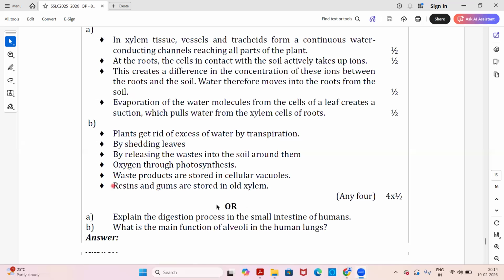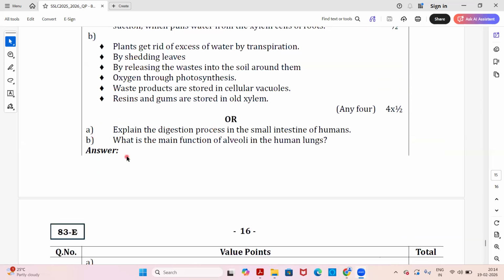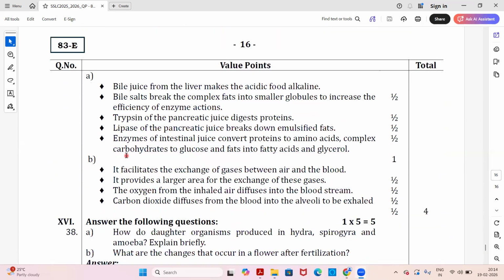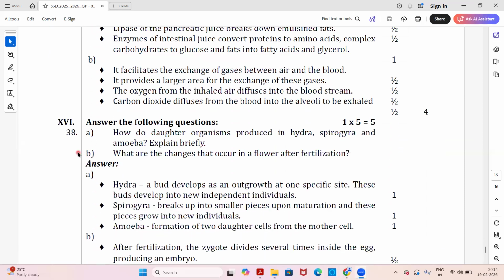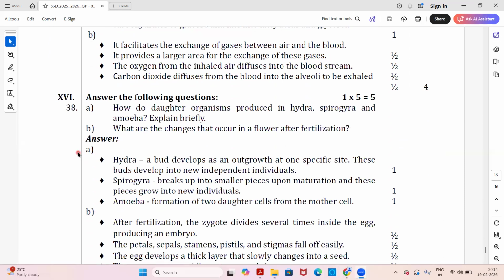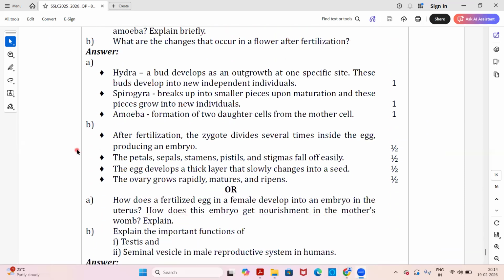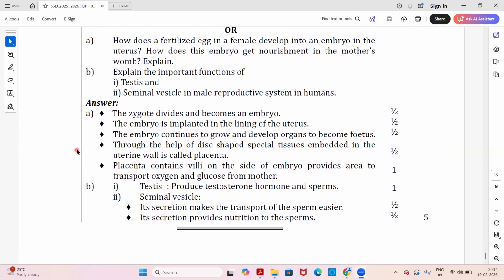An optional question is also there, again sub questions A and B, and then this is the answer for it. Then the 38th question, A and B, answer for it. Again, an optional question, and the answer for it is given here.